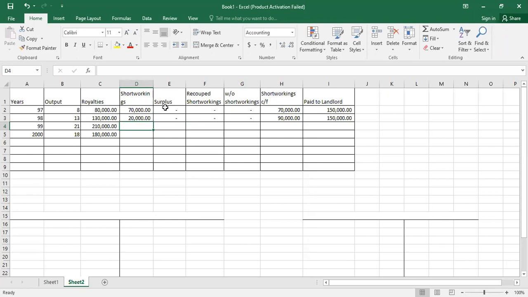We go to the year 1999. We have 210. What are we supposed to pay? Our minimum rate is still 150. Do we have a shortcoming? No. Do you have a surplus? Yes, of how much? Of 60,000, isn't it? So what will be the recouped short workings?